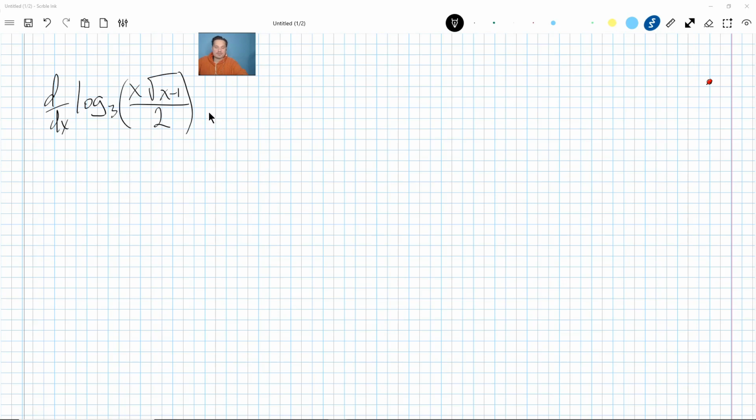Welcome friends, let's take a look at finding the derivative of the log function base 3 of x times the square root of x minus 1 over 2. So first stage in the process is to just rewrite this using the rules of logarithms. So we might do that as follows.